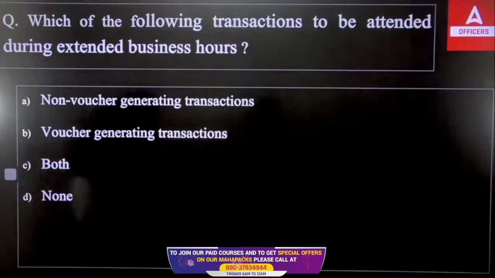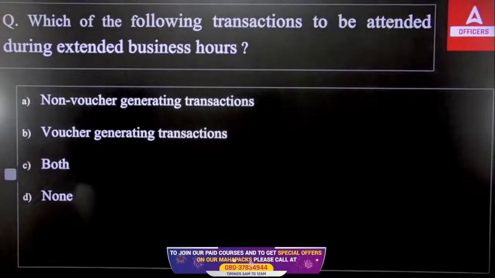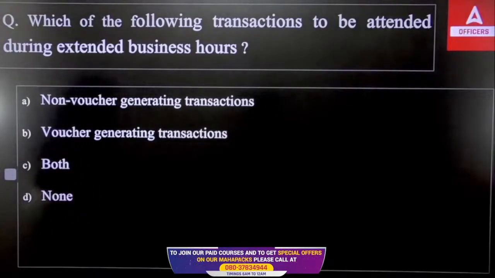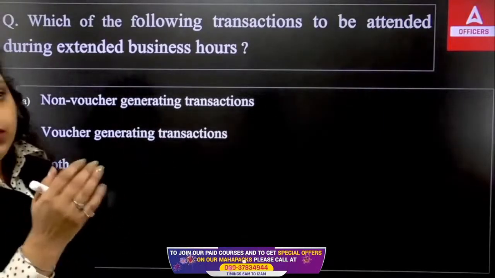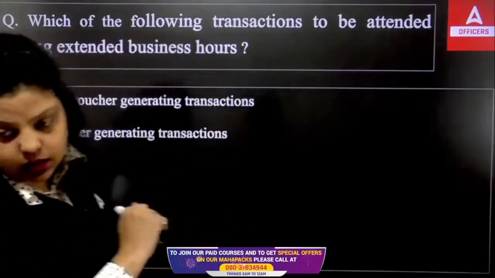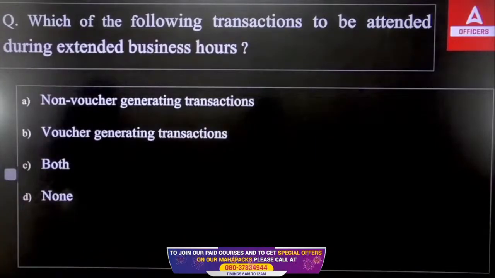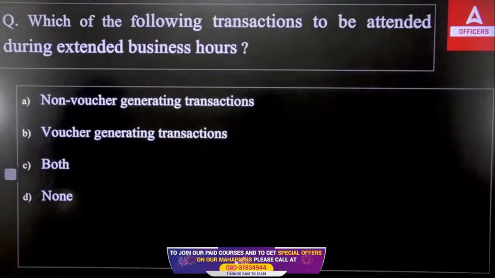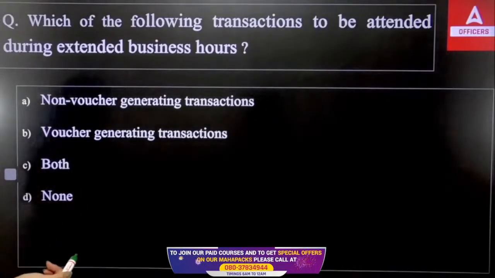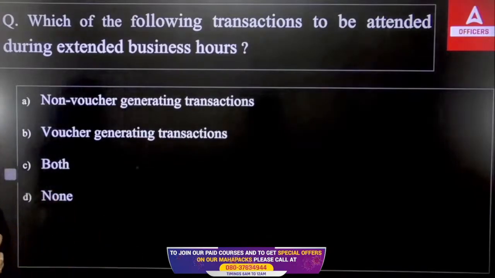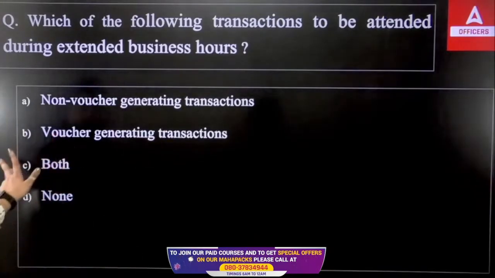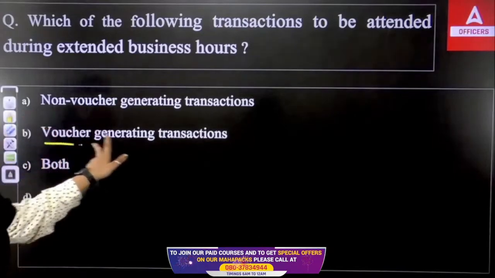Voucher transactions mean issue of term deposit receipt, accepting of check for locker rent due. Let's say you have taken a locker from a bank, and you have to pay the amount on that. So issue of term deposit receipt, acceptance of check for locker rent, issue of traveler check, issue of gift check, acceptance of individual check for transfer credit. All these are voucher generating transactions.